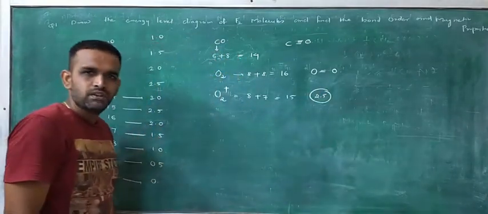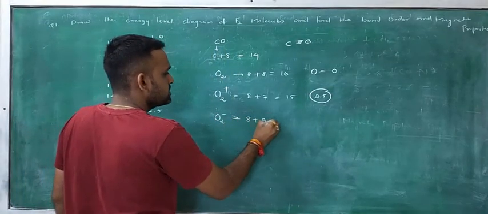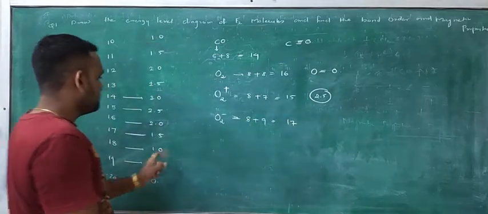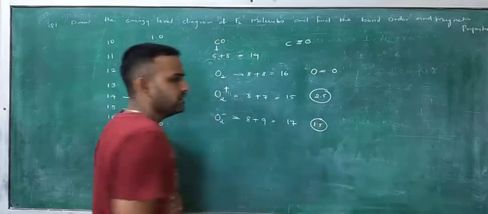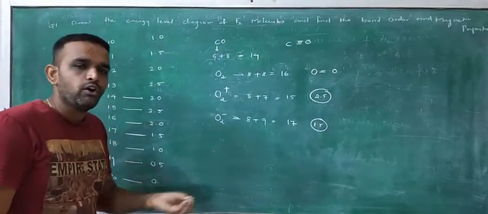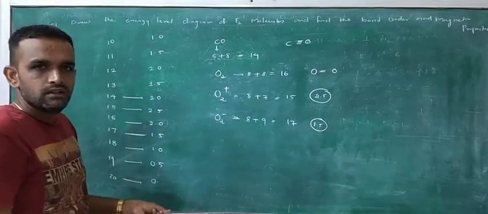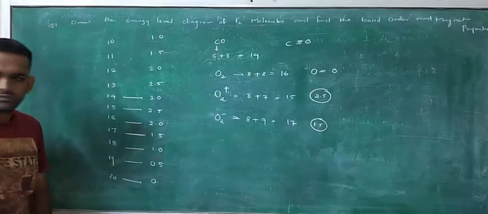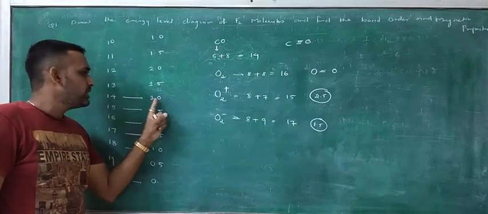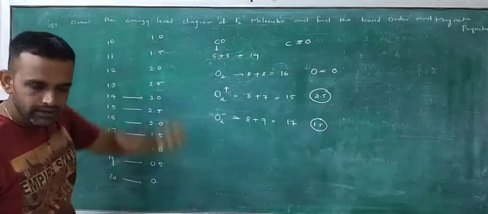Is it clear? If somebody asks you O2 minus, that is equal to 8 plus 9, so 17. For 17, the bond order will be 1.5. Understand? So this is how you can directly find out the bond order of any diatomic molecule. Is it clear? Okay, note down. You have to remember this: what comes at 14? 3. Then after it, it will decrease. Here also it will decrease.